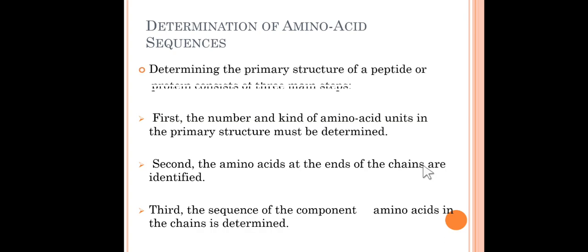So again I repeat, the first step is to determine the number and kind of amino acid units in the primary structure of the peptide. Second step is that the amino acids at the ends of the chain are identified. And the third is the sequence of the component amino acids, which is determined by different types of methods. So let's see one by one.